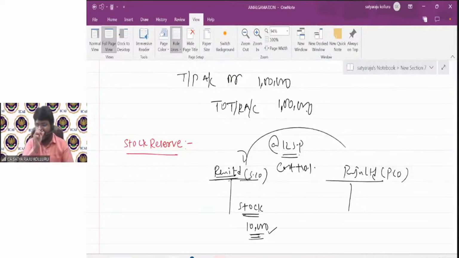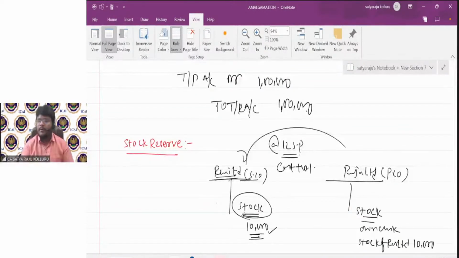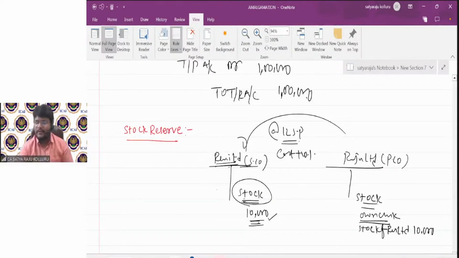Now, again, all of you please concentrate. In the process of amalgamation, the purchasing company is going to take over assets as well as liabilities of the selling company, which is inclusive of the stock. Now, in the purchasing company's books, it already has its own closing stock. Along with that, we are also considering the closing stock of the selling company, that is simply the stock of 10,000. Now, my question is, sir, my own stock is at which price?